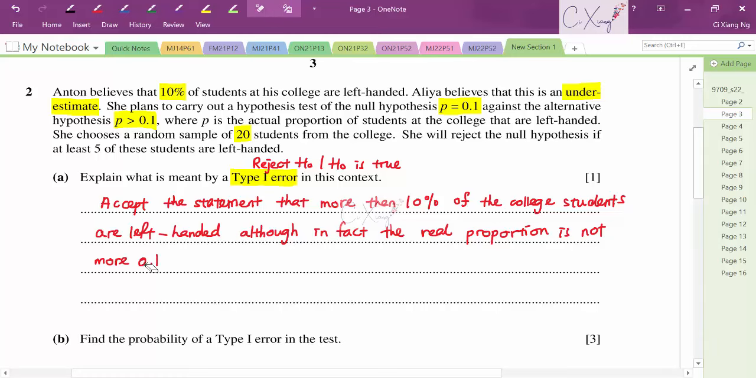Okay, so that's the meaning where you have to try to explain the meaning of the type 2 error by using the context of the question. So this is what we have for part A.